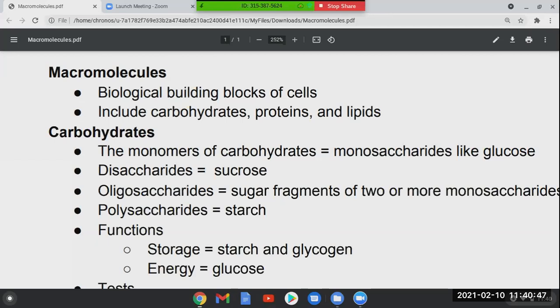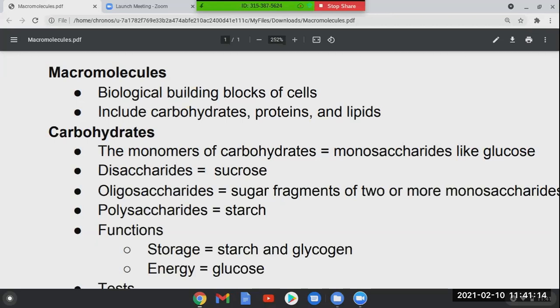Another name for disaccharides could be oligosaccharide, because oligosaccharide includes any kind of carbohydrate that has two sugars or more. So sucrose could be a disaccharide and at the same time an oligosaccharide. The only difference for oligosaccharide is it could contain more than two sugar molecules.